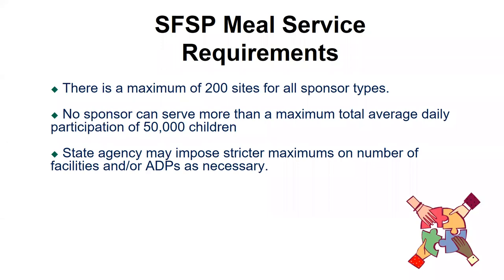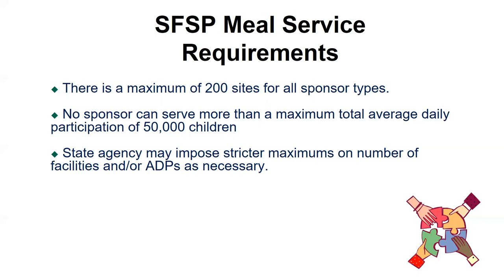Also in the SFSP federal regs, there are some additional meal service requirements that are still applicable. Those federal regulations indicate that no one sponsor should serve more than 200 sites in their current year summer food service program. Additionally, no sponsor should serve more than a maximum total average daily participation of 50,000 children. That would be taking into account all operations at all sites under your sponsoring organization and tallying up how many kids are being fed per day. So if you are a large organization feeding more than 50,000 children per day amongst all of your sites, you would need to immediately notify the state agency and request permission to do that.